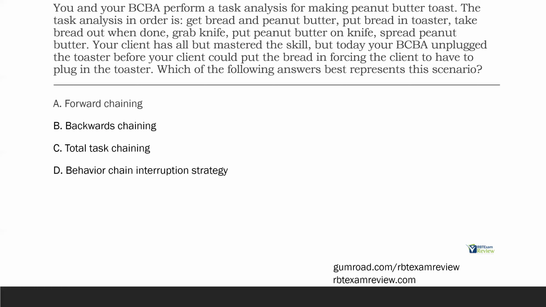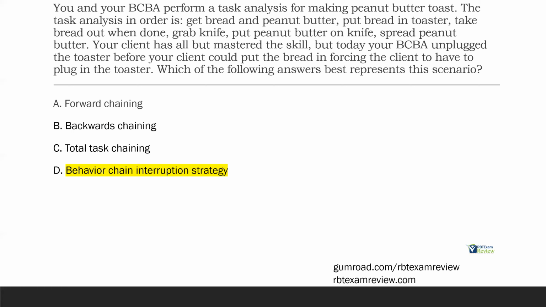So what do we know? Well, we know the BCBA interrupted the chain this time and forced a different behavior to be emitted. And that is called a behavior chain interruption strategy. A behavior chain interruption strategy occurs when we disrupt a chain and we change something in a learned behavior chain, forcing our client to exhibit a different behavior. And this is a good way to teach natural behavior chains.